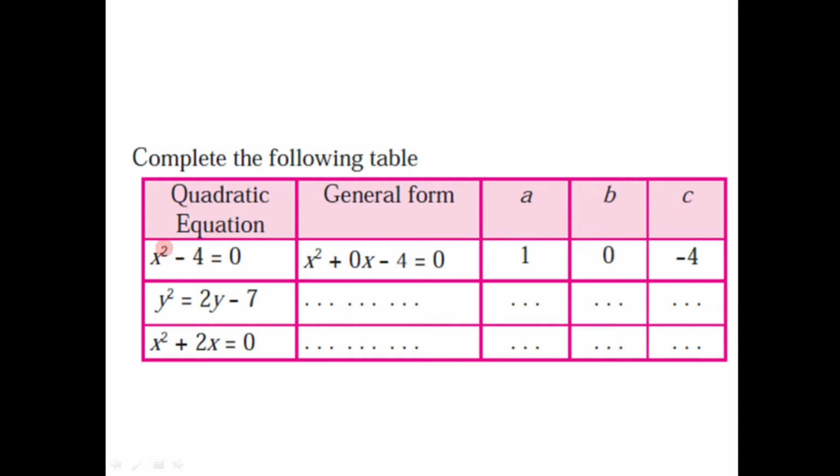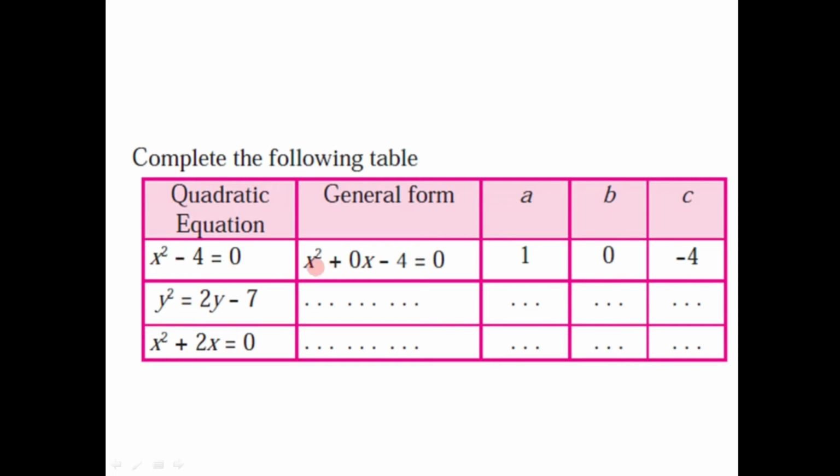So the first example given is x square minus 4 is equal to 0. As we can see here, the middle term is not given. So we can express that as x square plus 0 into x minus 4 is equal to 0, because 0 into x again will be 0. So that will not make any change to the present equation.